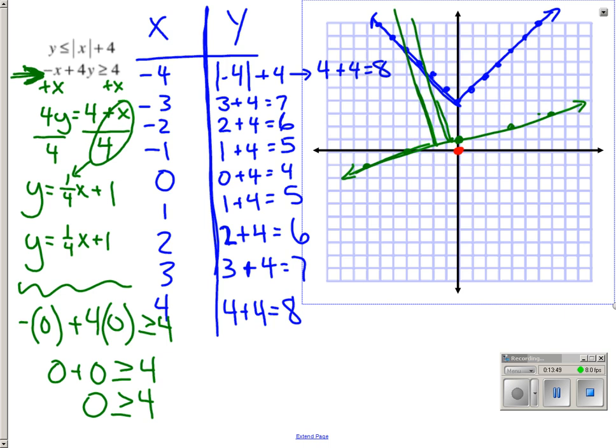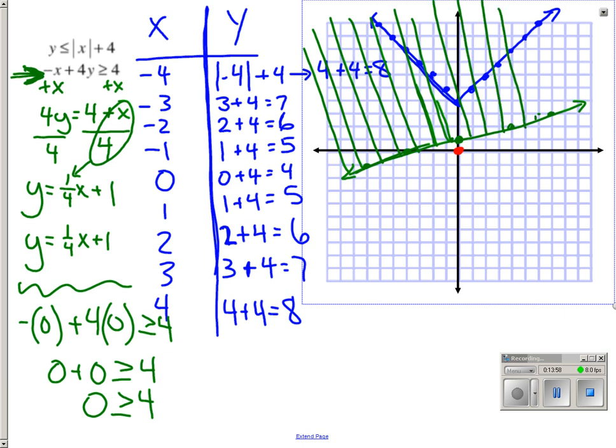And here I go, shading, lots and lots of shading. Still shading, being complete, being thorough, getting all my shading in there. I'll throw a couple extra ones in there. I got my shading down.